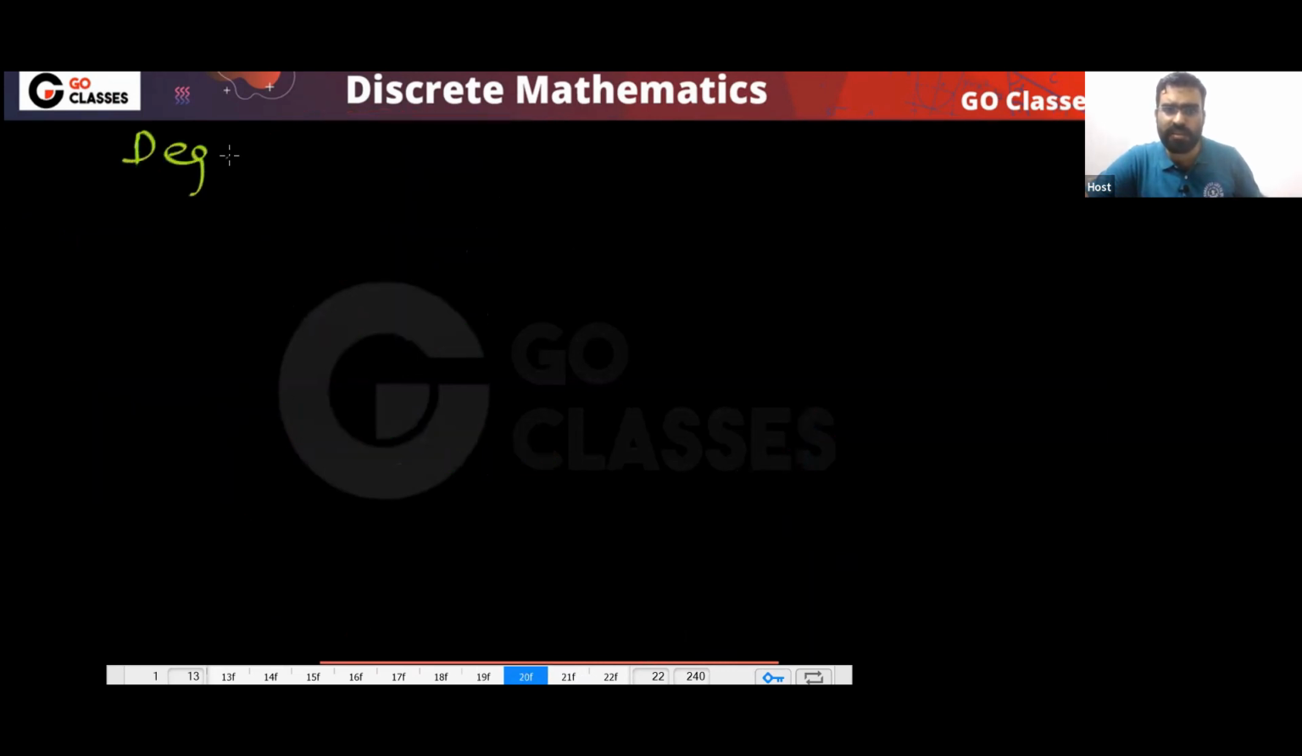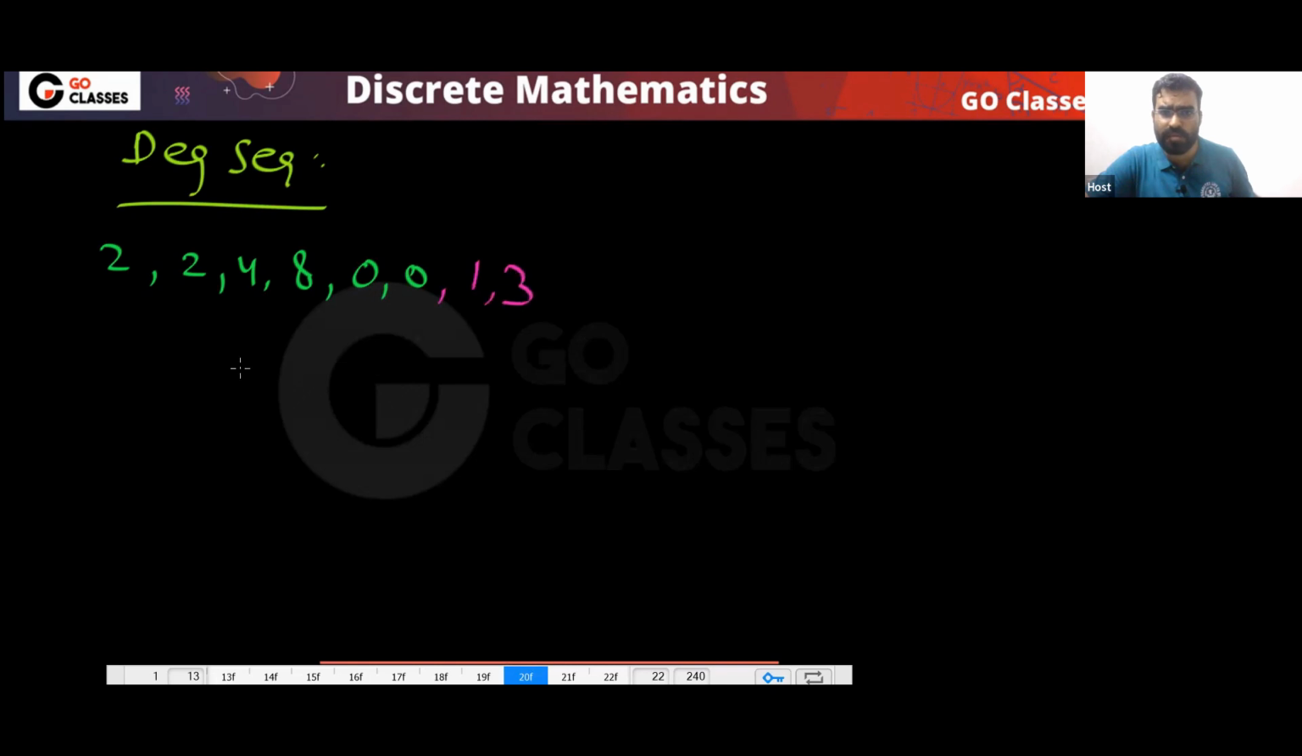Let's assume another degree sequence: 2, 2, 4, 8, 0, 0, and maybe 1, 1, 1, 3. Now, can you create a pseudograph? Actually, a pseudograph you can very easily create. You don't have to apply your mind. For this degree, you can create this pseudograph.